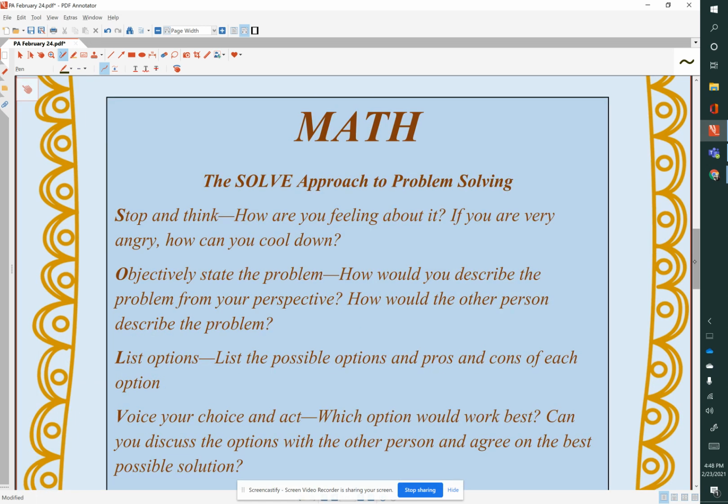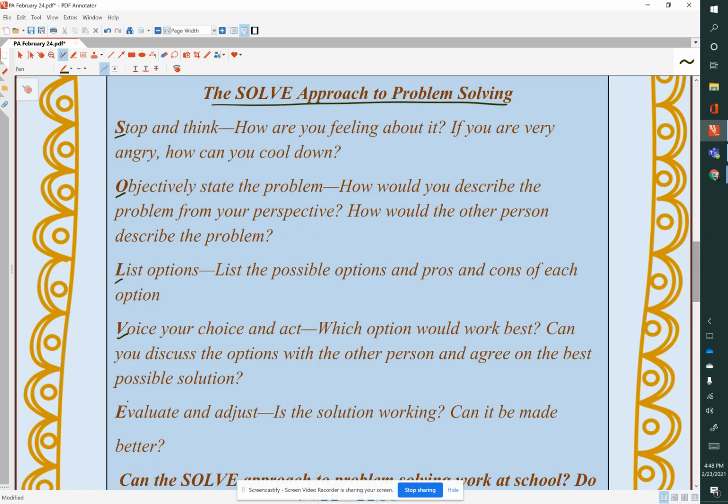We have a very interesting Do Now. It says the SOLVE approach to problem solving. So we have this SOLVE, and let's go down so we can see the E. And that spells SOLVE, and it stands for stop and think. When you stop and think, you ask, how are you feeling about this problem? If you're very angry, how can you cool down? The O stands for to objectively state the problem. How would you describe the problem from your perspective? Remember to be descriptive. Now, how would the other person describe it from their perspective?